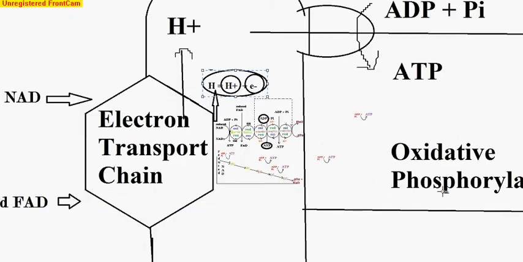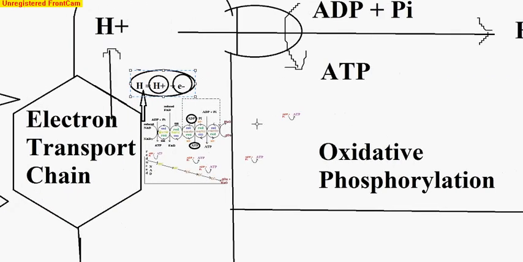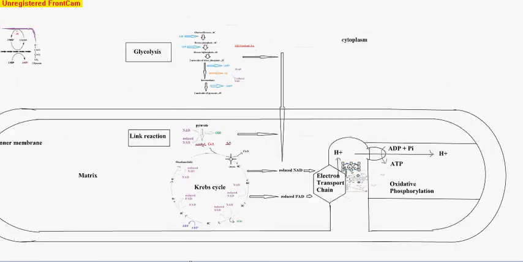And oxidative phosphorylation simply means there is a phosphorylation, there is formation of ATP, and oxidation means there is oxygen reacting with hydrogen to form water. So that's clear. This part is clear, hopefully.